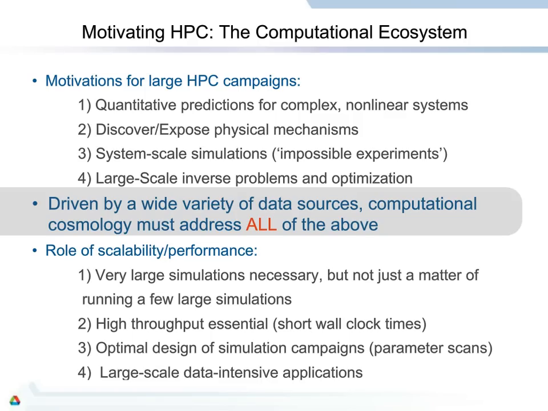So there are various reasons why you might want to increase performance, why you might want to scale. I won't go through all of them. They're on this slide. Let's move on to the next slide.